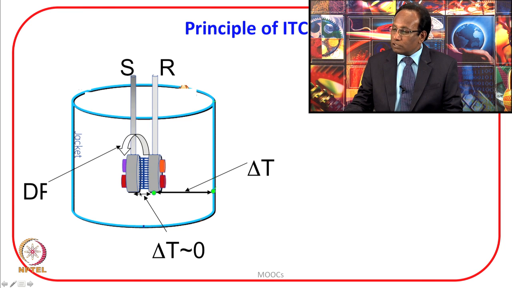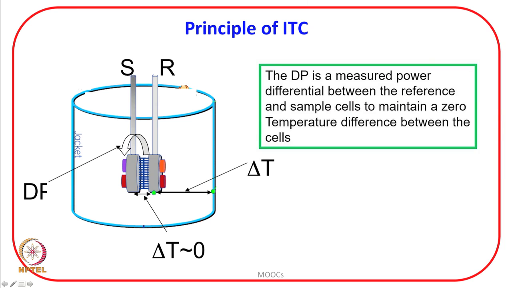Therefore, additional power is supplied to one of the cells to maintain delta T equal to 0, and that differential power is measured. That is what is commented over here. The differential power dP is measured power between the reference and sample cells to maintain a 0 temperature difference between the cells. This is the basic principle of isothermal titration calorimetry, and everything is protected by an adiabatic shield.